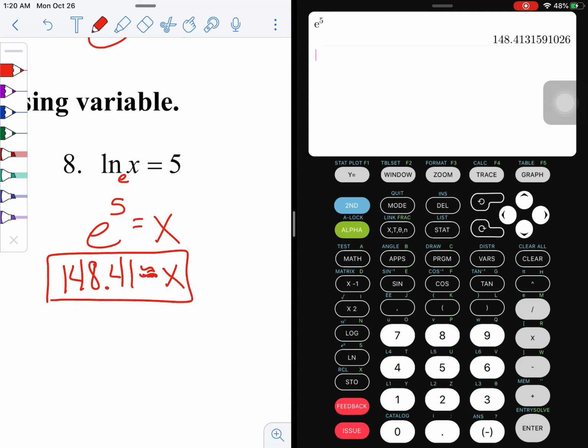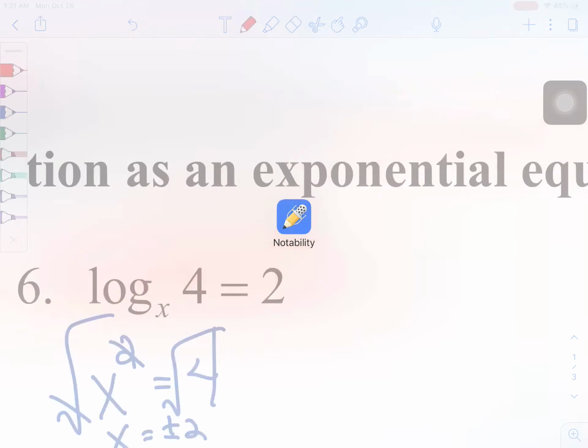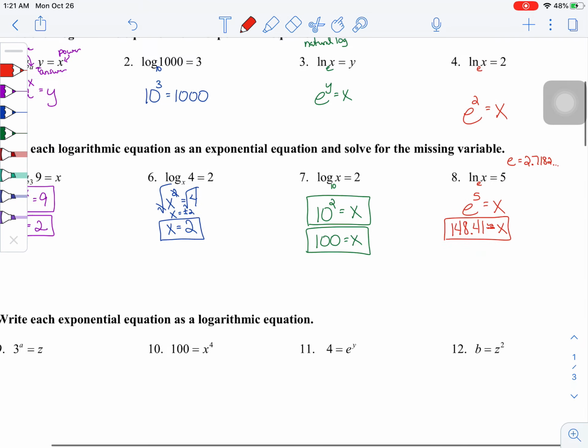Okay. If you're wondering what e itself is, so if you do e, whoops, hold on a second. Let's try this again, clear that out. If you do e to the 1st, e itself is equal to 2.7182, and it keeps going. It's an irrational number like pi, which means we can't write it as a fraction. All right, but that's what e is equal to. It's just, again, just a number. Okay. Let's see what else we had here.